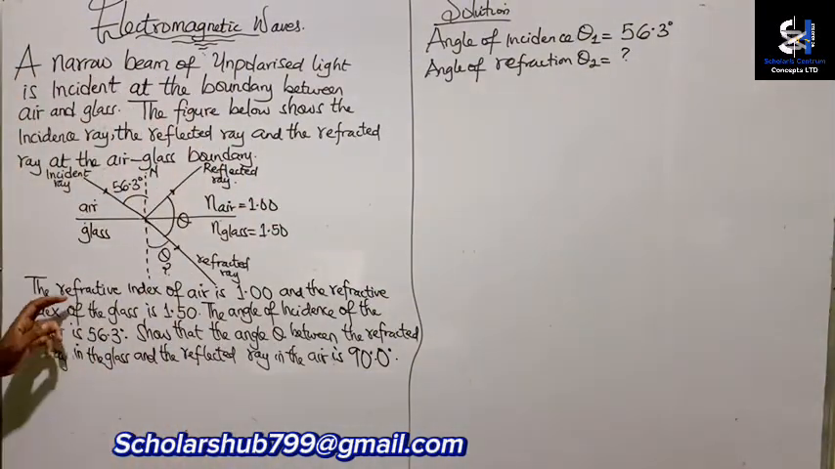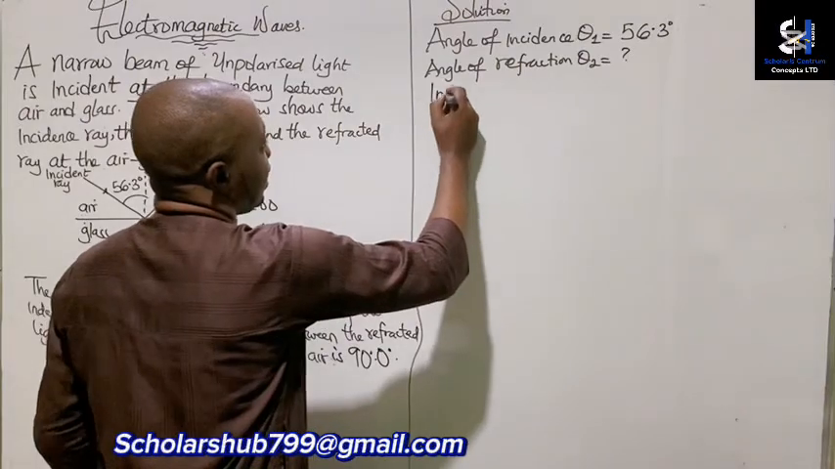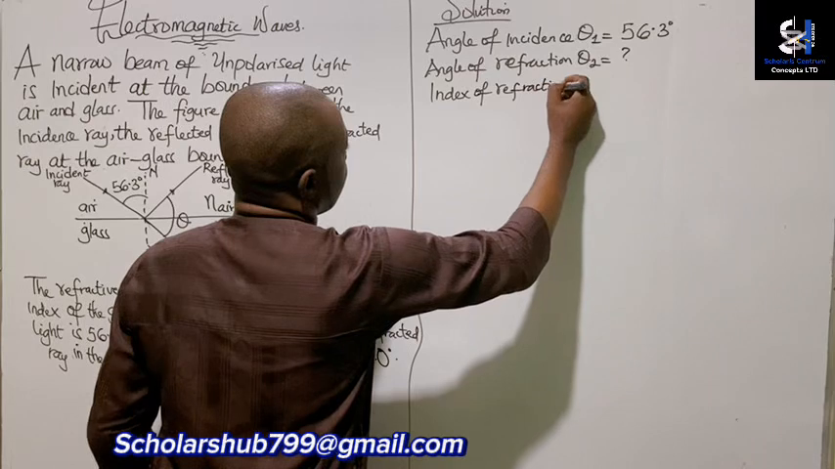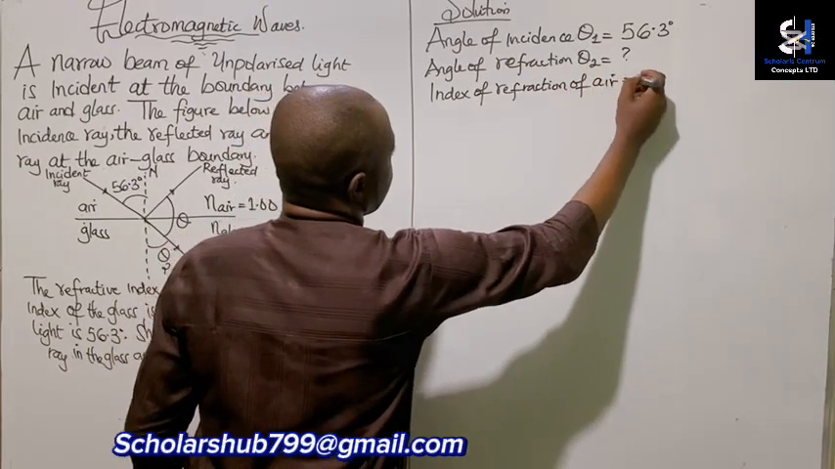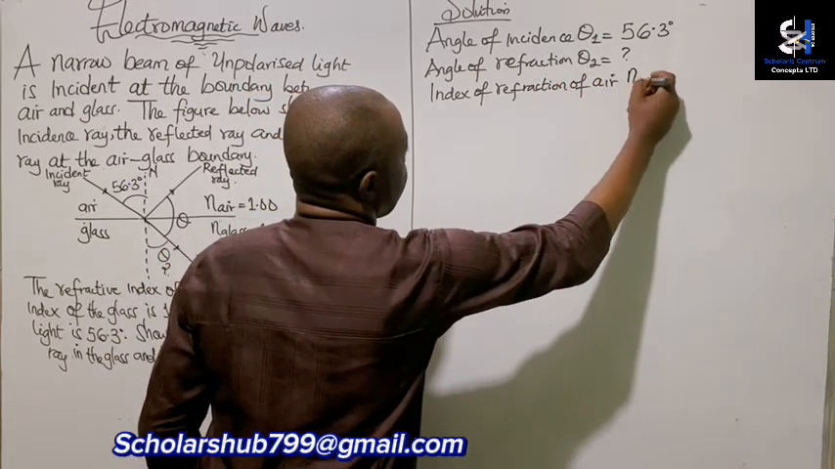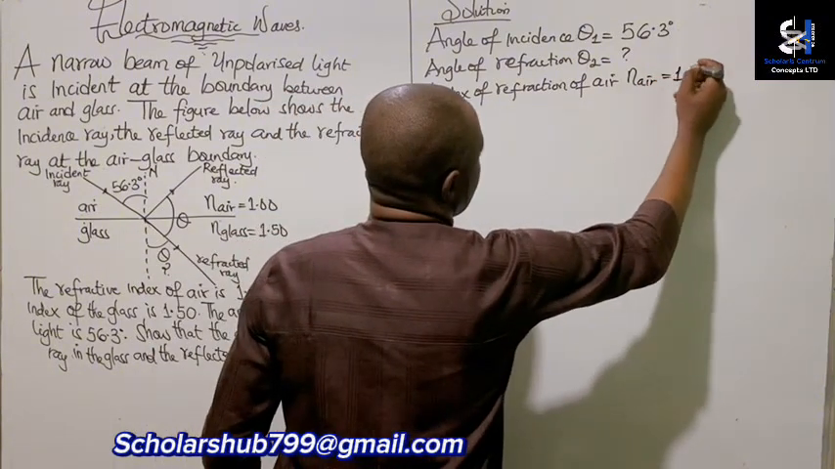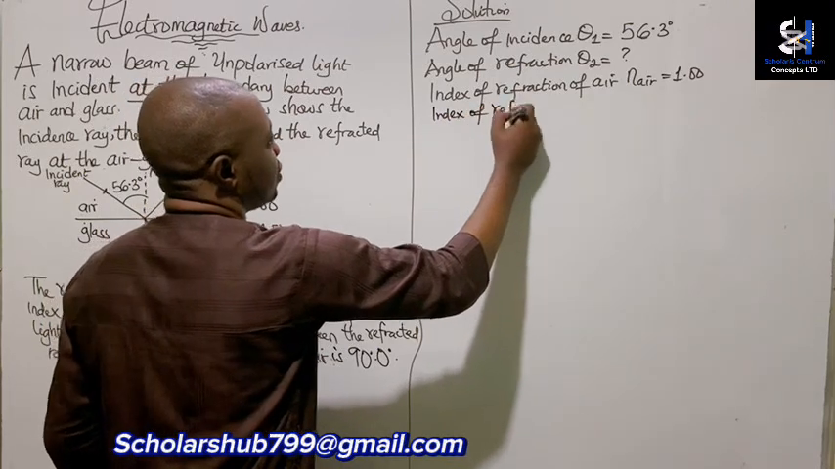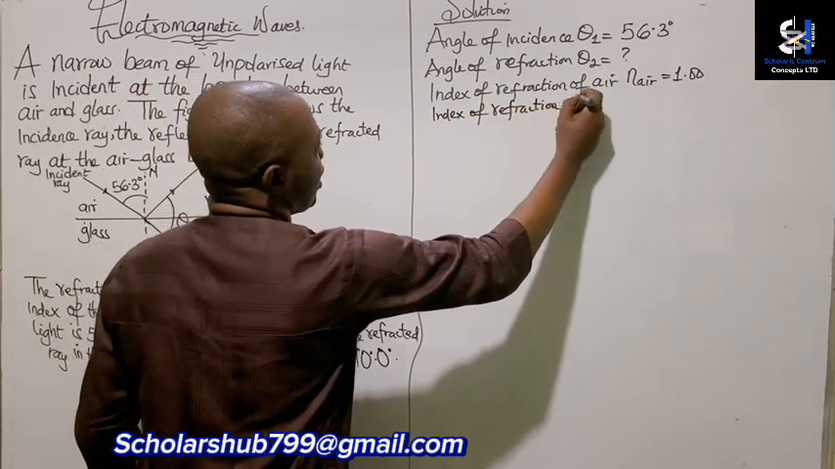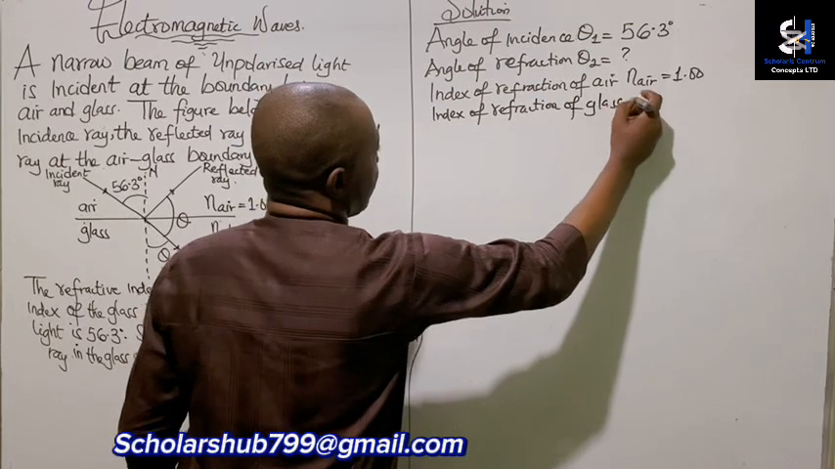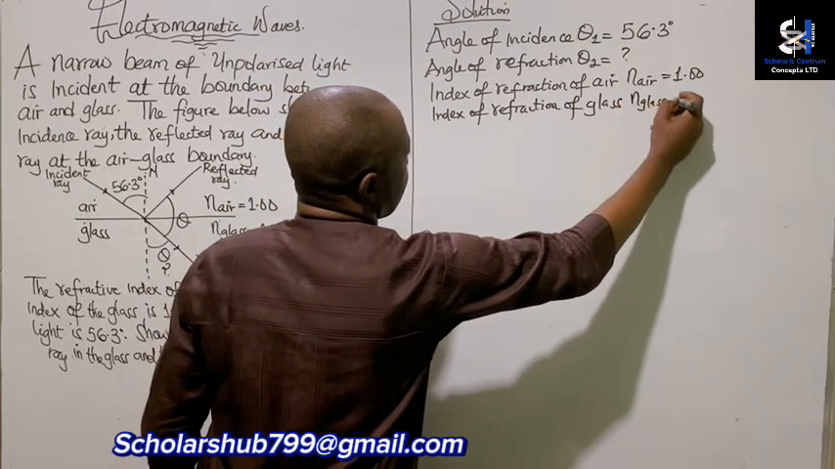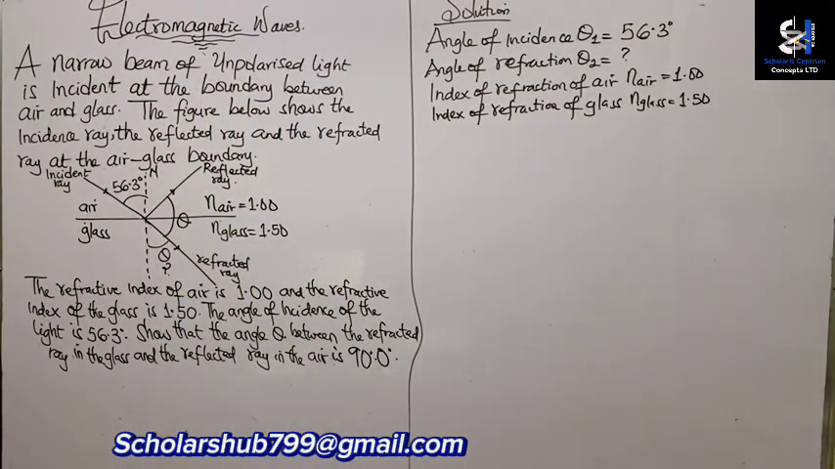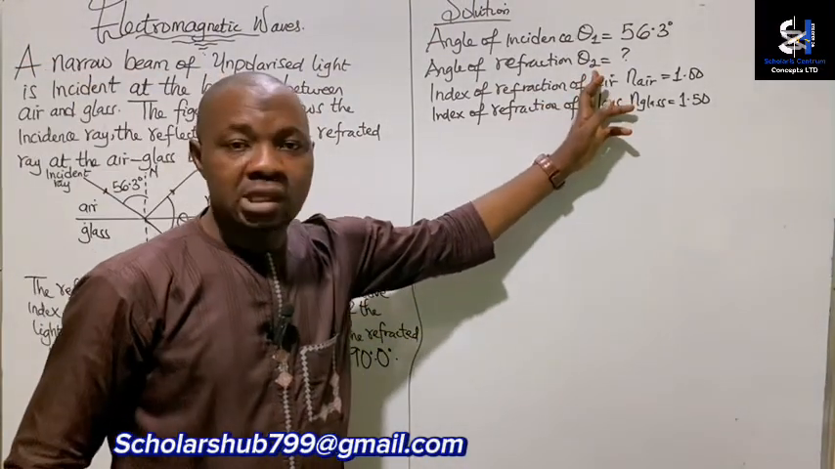We're also given the index of refraction of air, n air, which is equal to 1.00. Then we also have the index of refraction of glass, n glass, which is 1.50.